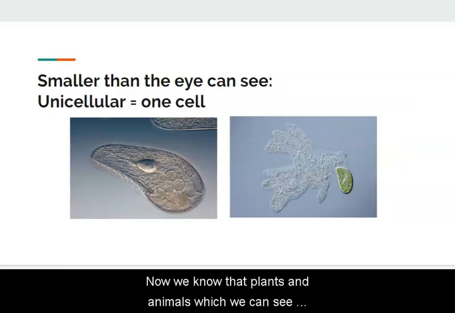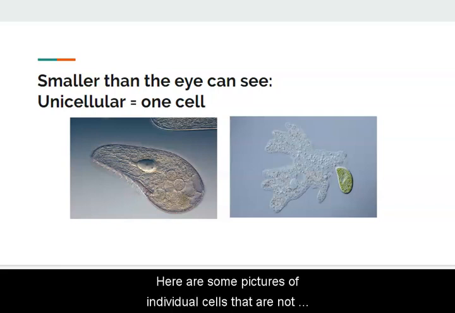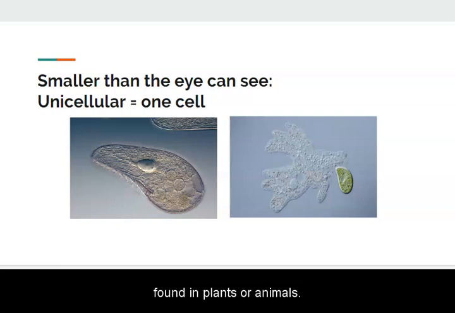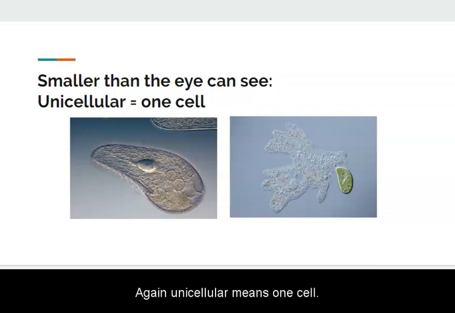Now we know that plants and animals, which we can see, are made of cells, and most of those cells are smaller than the eye can see. Here are some pictures of individual cells that are not found in plants or animals. We call this unicellular because there is just one cell. Again, unicellular means one cell.